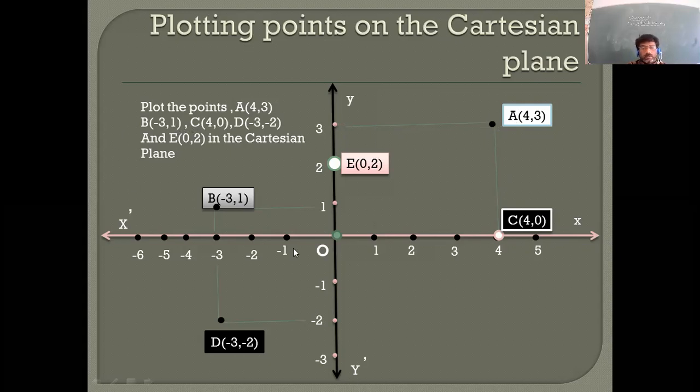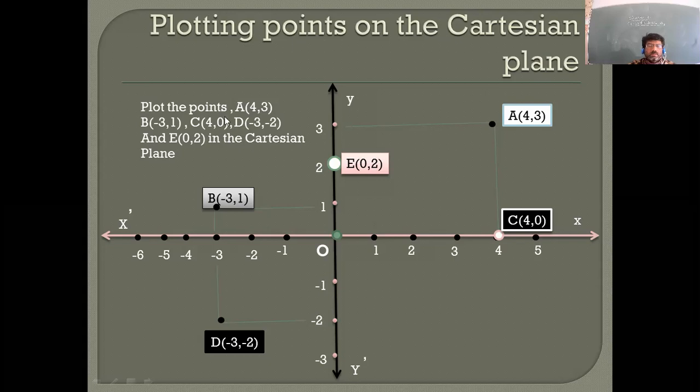Next, (-3, 1). First see -3 on the x-axis. Then 1 means positive y, so you should go upside to where 1 is. So plot the point B (-3, 1).